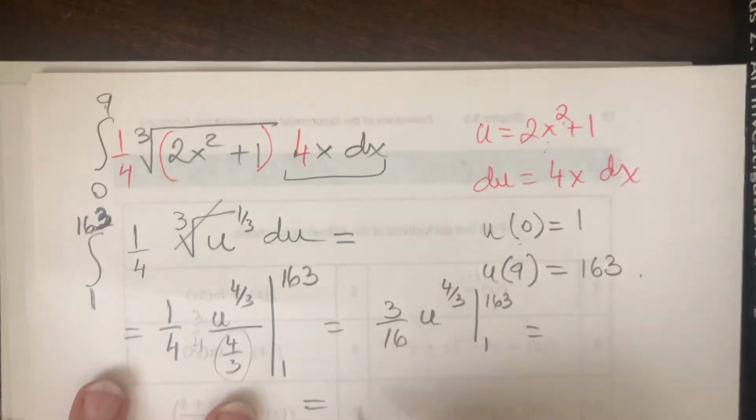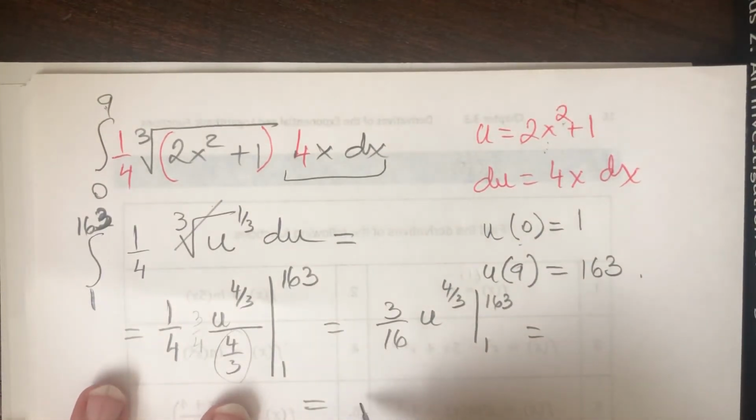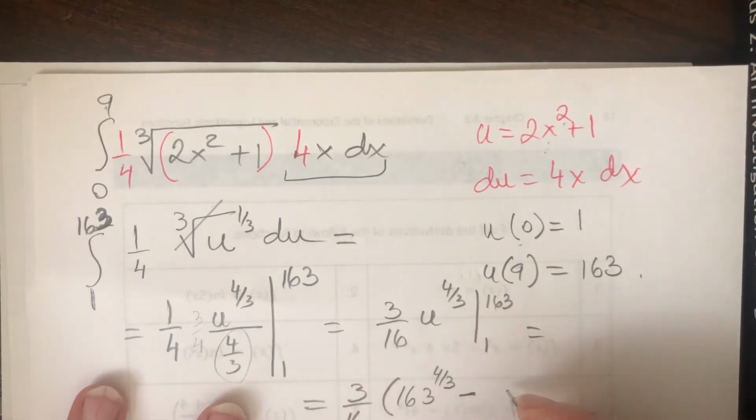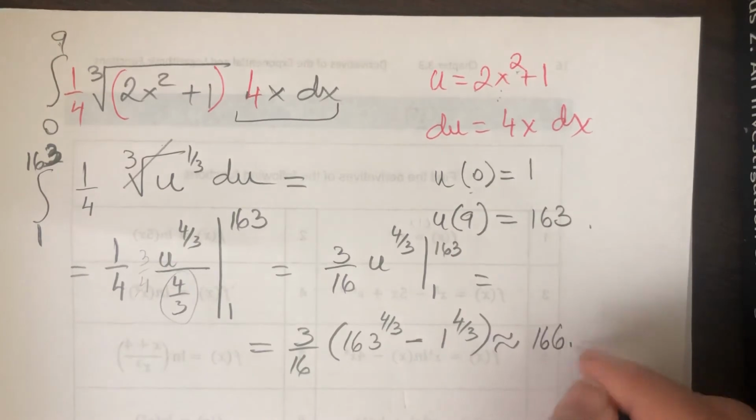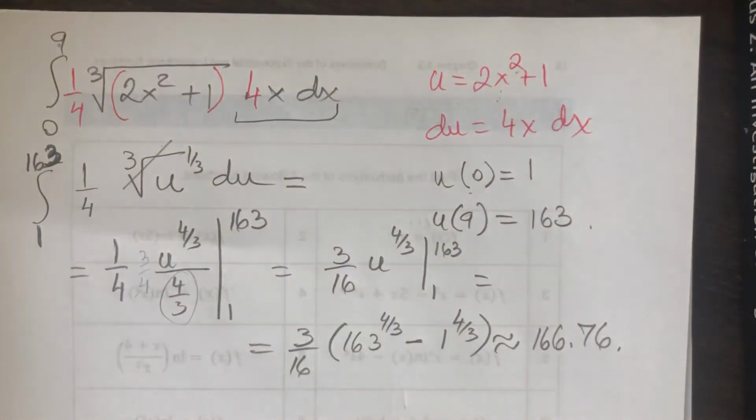Okay. So it's going to be something that's 163 to the 4/3. It's not going to be a pretty number, but 1 to the 4/3, that's a 1. Put the whole thing in your calculator, and it sounds like you're going to come up to 166.76. Okay, so there's that.